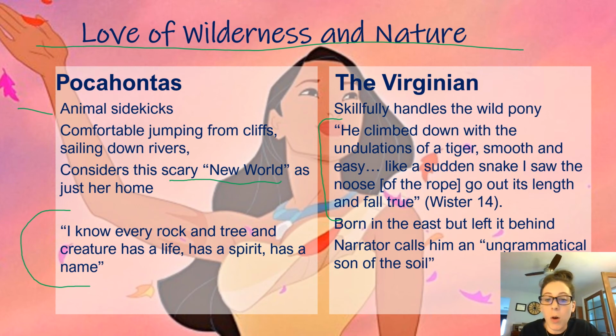Also, he was born in the East. He's born in Virginia, but left his whole side of the country behind to go be out in the wilderness of Wyoming, to forge his own path with his horse and his lasso and his saddle. He's always covered in dust and likes to be outside and not really in civilized society. The last thing is that the narrator calls him an ungrammatical son of the soil, which I thought was a really poetic thing to say about him.